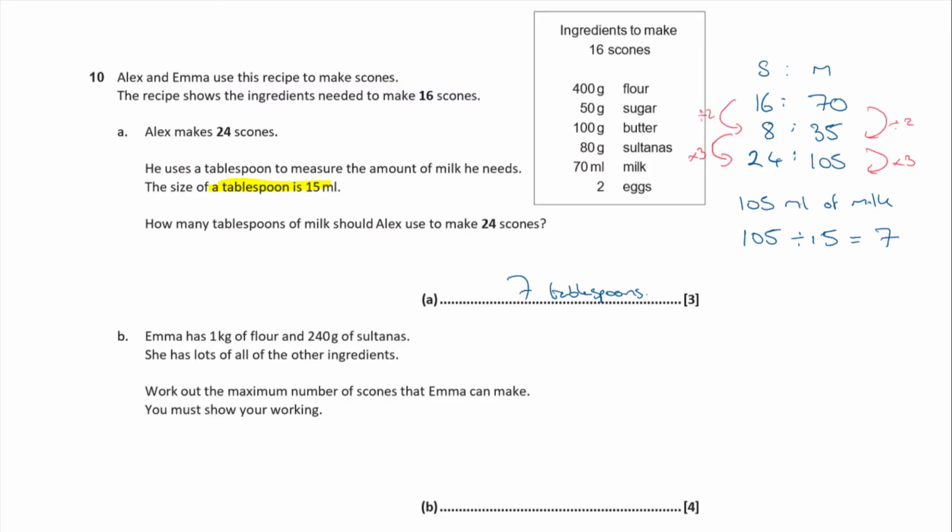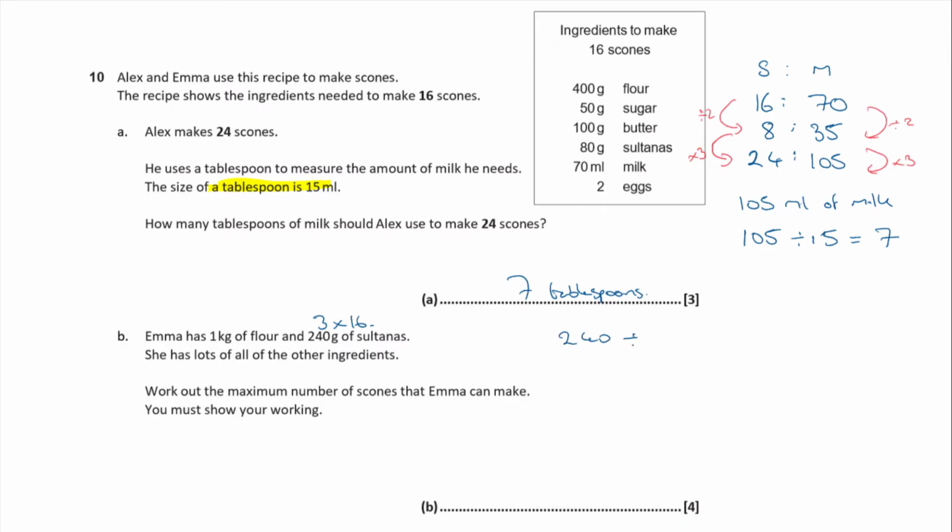Okay, so which is going to be the limiting factor here? Emma has 1 kilo of flour and 240 grams of sultanas. Now in the original recipe, look, it needed 80 grams of sultanas to make 16. So 80 fits into 240 3 times. So this is like enough sultanas for 3 lots of 16 scones there, isn't it? So you've got 3 lots of 16 scones there. Maybe I'll just show that in a calculation. Should really show my method.